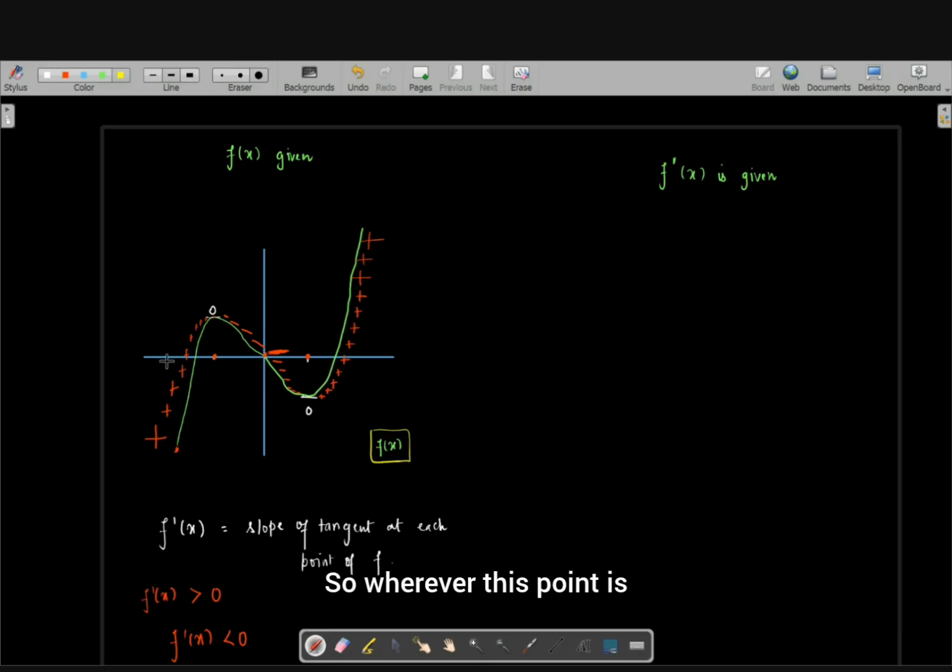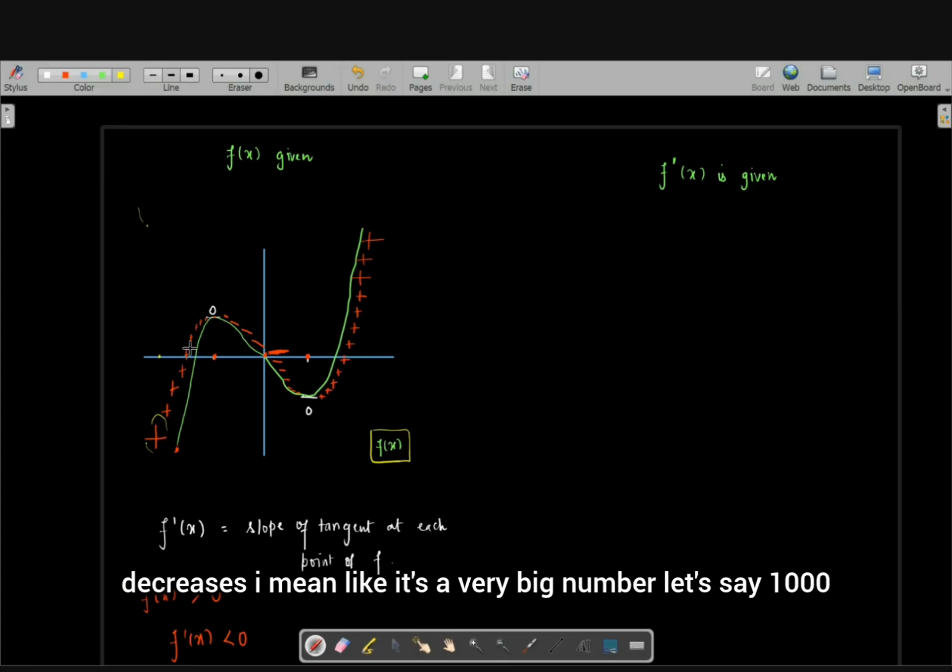So wherever this point is, let's say here is some point. At this point, it's a very big positive number. So the graph will come from here. And then the positivity decreases. It's a very big number, let's say 1000.